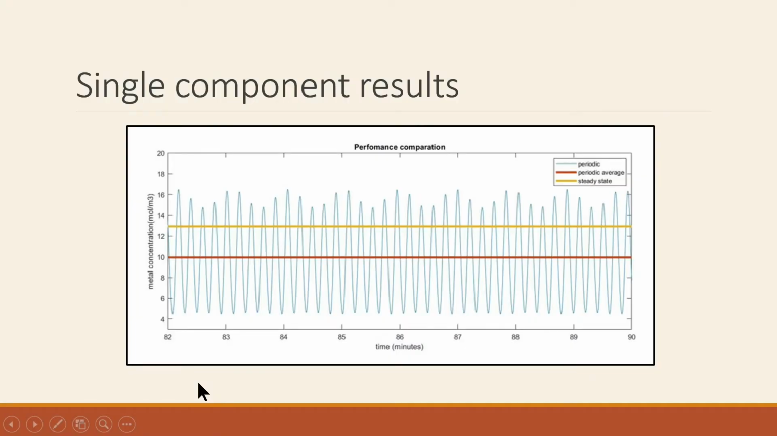The results of the single component case are shown in this plot of the objective function with respect to time, in which the horizontal yellow line corresponds to the steady-state case and the red one to the average value of the oscillation of the dynamic case. It can be seen that there is a minimization of the cost function from 12.94 in the steady-state mode to a value of 9.93 in the dynamic periodic mode. This means a reduction of 23% in the amount of metal lost.